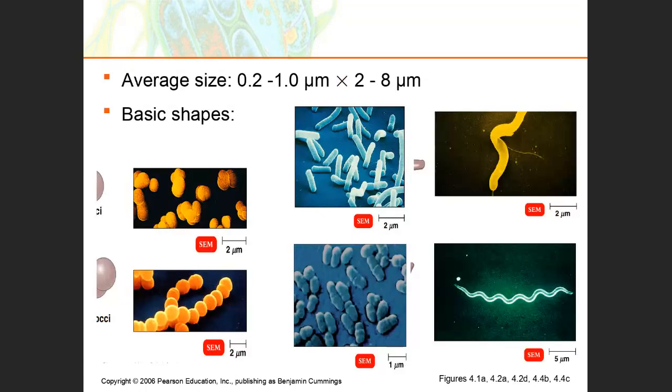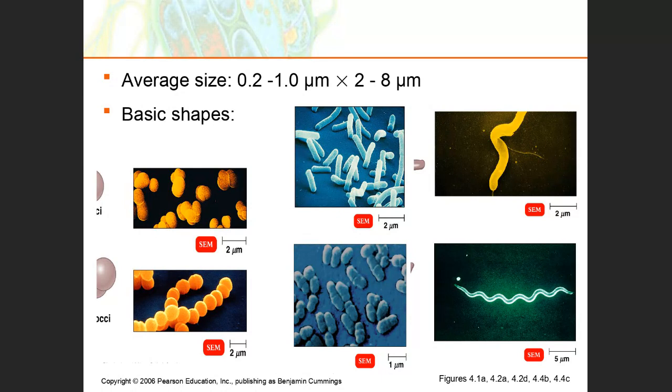So when it comes to the average size of most prokaryotes, they are small. Remember, we said we typically measure prokaryotes in micrometers. And so the average prokaryote, if it's a coccus, a sphere, is generally around 1 micrometer in diameter. Rod-shaped bacteria can be up to 8 to 10 micrometers long, but there are exceptions on both the high end and the low end.